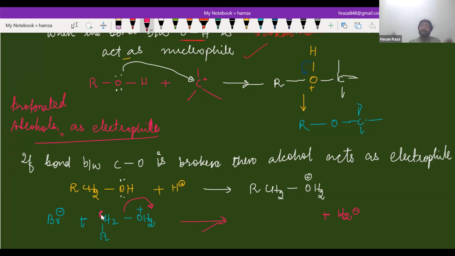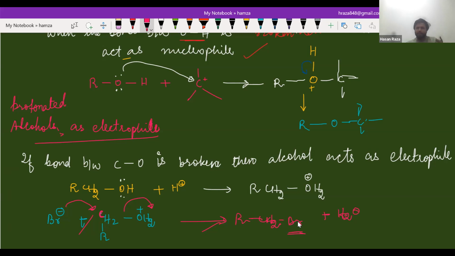Now carbon will have a deficiency of electrons, and there is a nucleophile which is waiting and will attack carbon and satisfy carbon. So you can see it will be RCH2Br. In this way, alcohol acts as nucleophile as well as electrophile. It's very simple. If the OH bond is broken, then alcohol will be acting as nucleophile. And only protonated alcohol acts as electrophile.